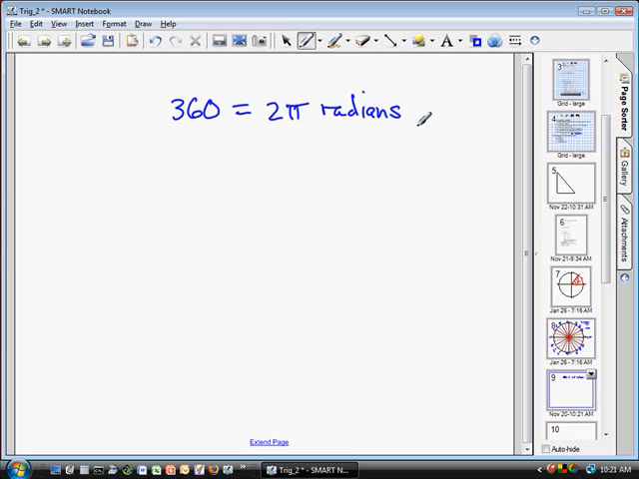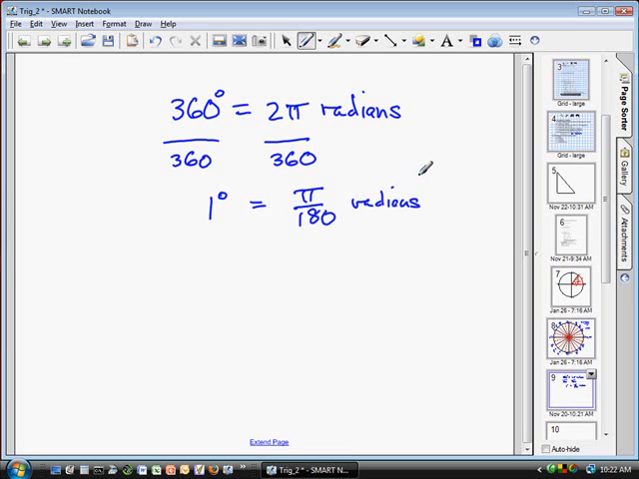So if we want to convert degrees into radians, let's divide both sides by 360. What do we get? 1 degree equals pi over 180 radians. In effect, Matt, this is telling you, if you want to convert degrees to radians, multiply by pi over 180.